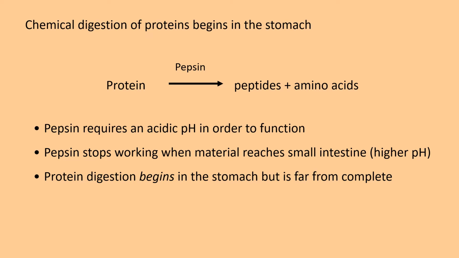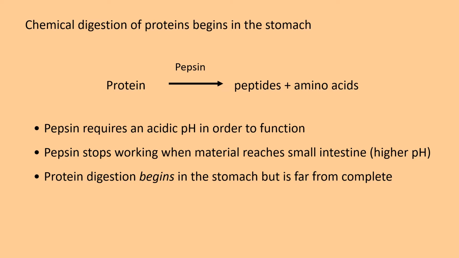Just like in the mouth with carbohydrates, carbohydrate digestion begins in the mouth, but it's not finished there. That also applies in the stomach with proteins. In the stomach, the digestion of protein begins, but it's certainly far from complete. Proteins will be further digested in the small intestine.